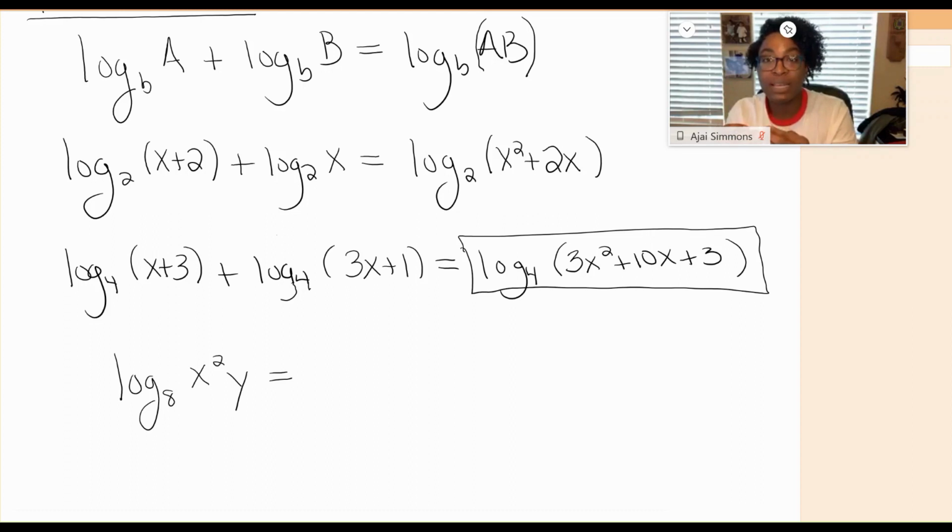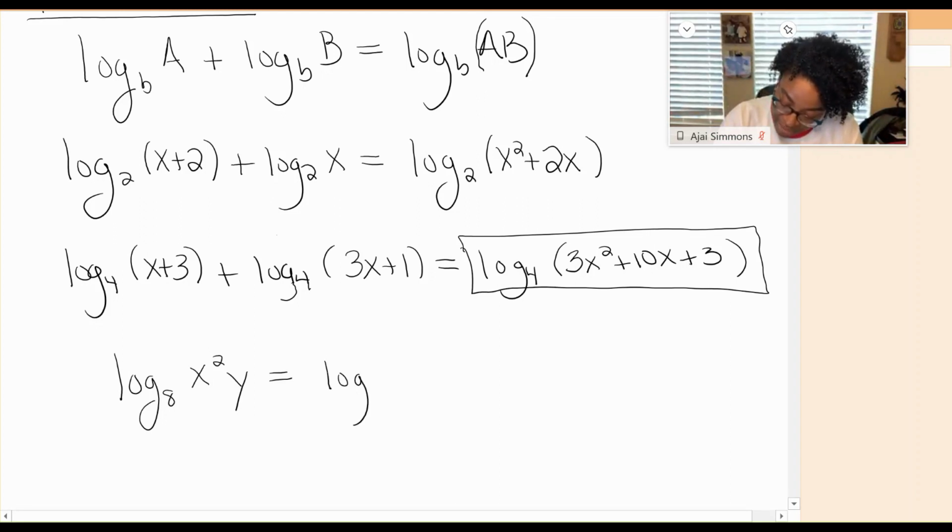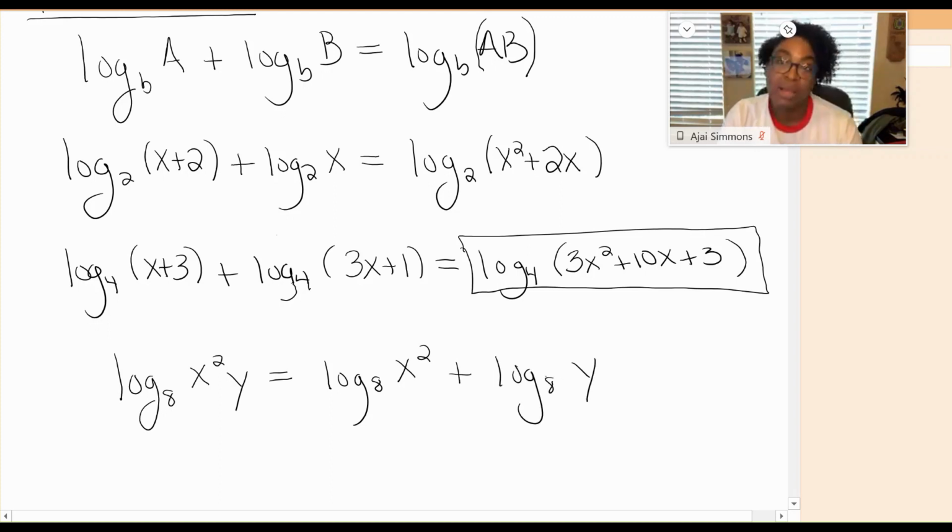They're multiplied together. Because they're multiplied, if I think about the rule backwards, if you're multiplying, then you can split them up into two different logs by adding them together. So if I did log base 8 of x squared, and then I put a plus sign, I can do log base 8 of y. So just letting you know you can go backwards.